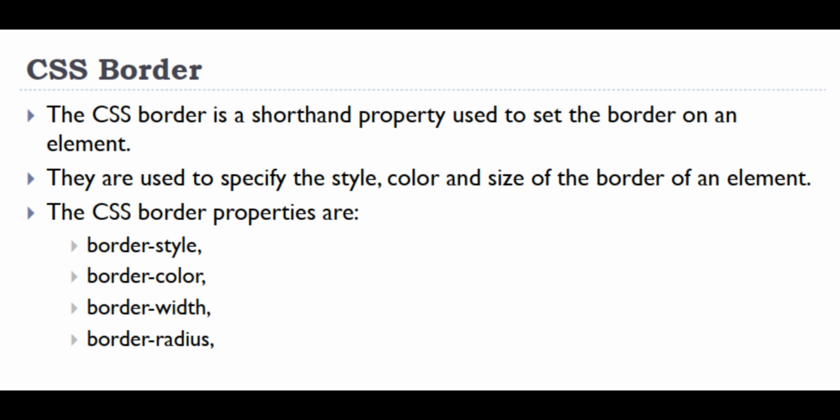CSS border. The CSS border is a shorthand property used to set the border on an element. They are used to specify the style, color, and size of the border of an element. The CSS border properties are border style, border color, border width, border radius.